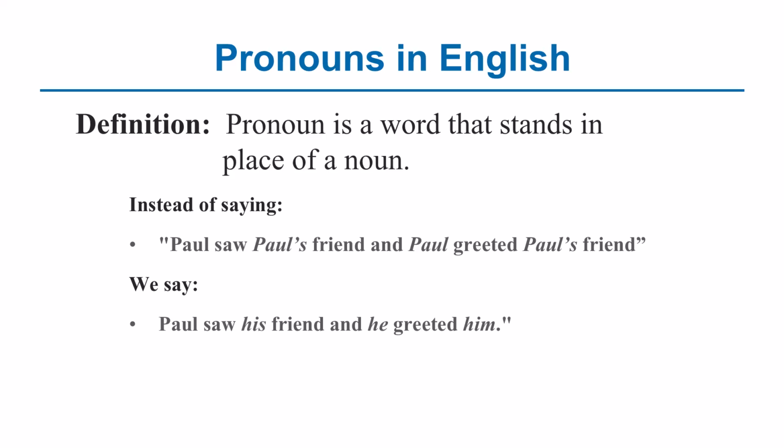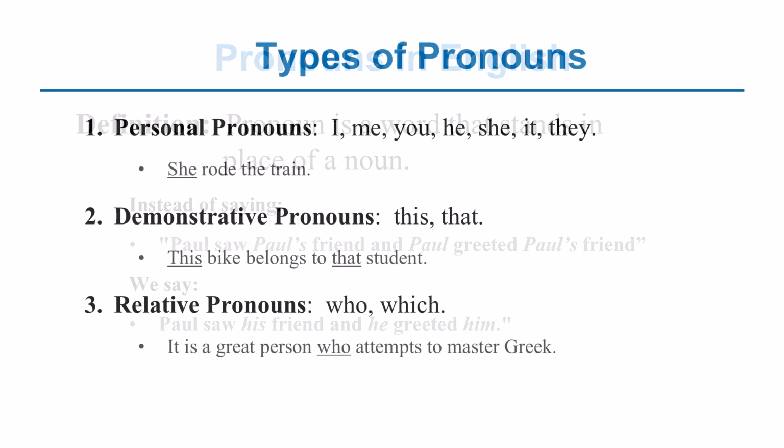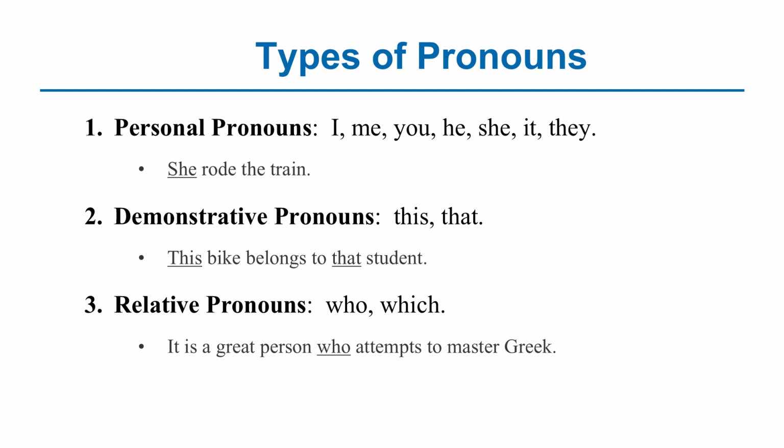Now, before we look at the paradigm for pronouns, let's look at the types of pronouns that we have. The first ones are what we call personal pronouns, and these are the ones that we are going to look at in this chapter as well as in Greek 1. The rest of the other pronouns are looked at in Greek 2.